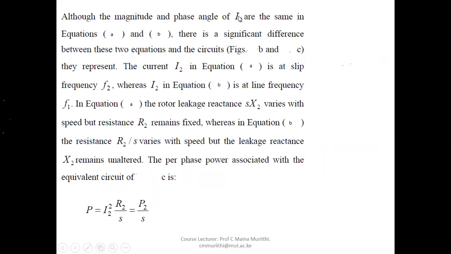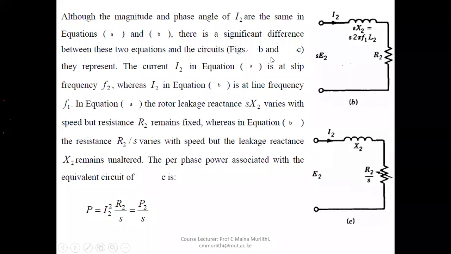Although the magnitude of the current in both equation A and B are the same, the two equations are significantly different. The two circuits are significantly different. The first circuit was at slip frequency F2, whereas the second circuit is at line frequency F1. Equation A, represented by circuit B, the X2 is a variable, whereas the R2 is constant.